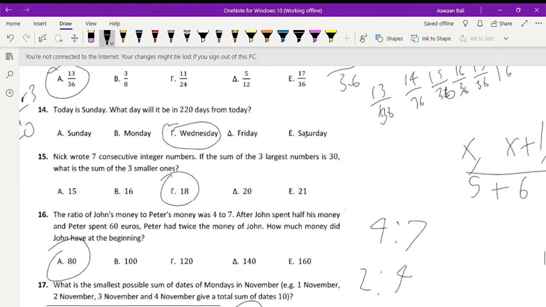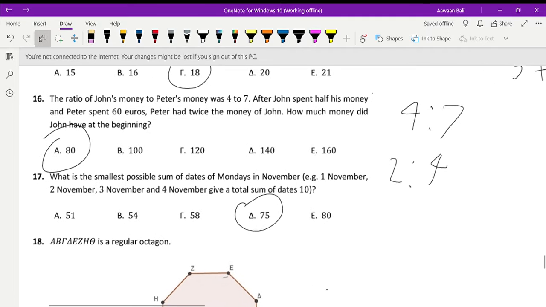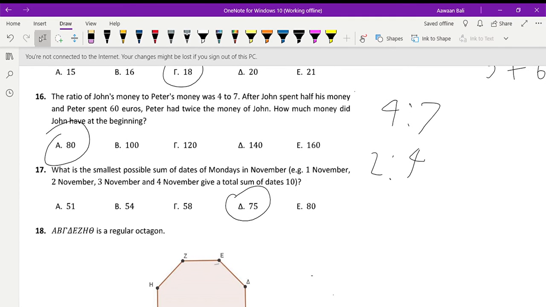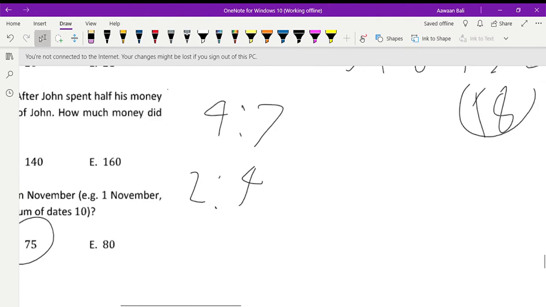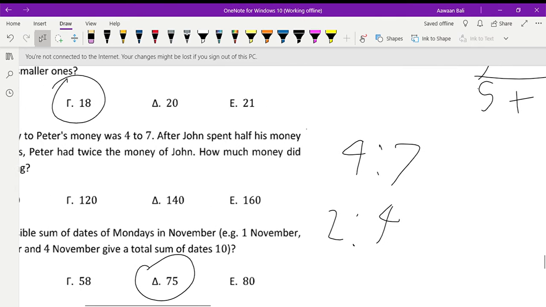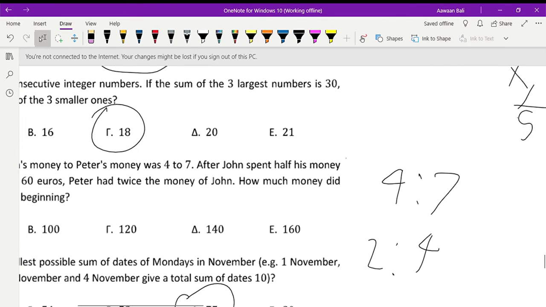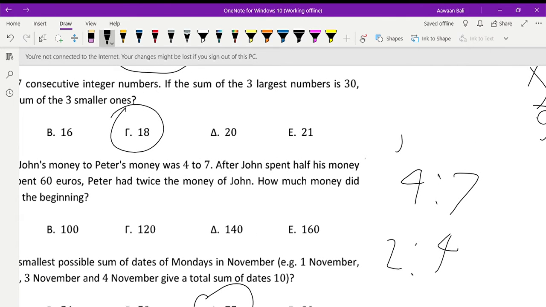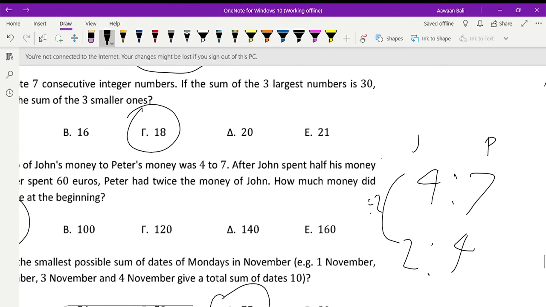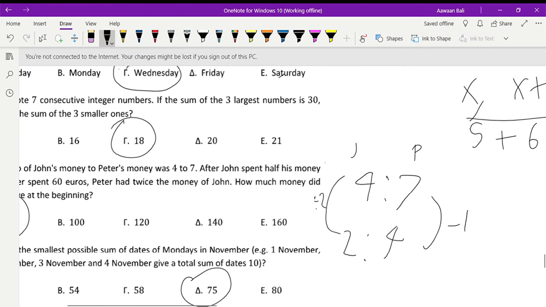Okay. Now, the ratio of John's money to Peter's money was 4:7. After John spent half of his money and Peter spent 60 euros, Peter had twice the money of John. How much money did John have at the beginning? Okay, so basically, it's 4:7, and John spent half of his money. So this is John, this is Peter. So he divided by 2 here, and Peter spent 60 euros.